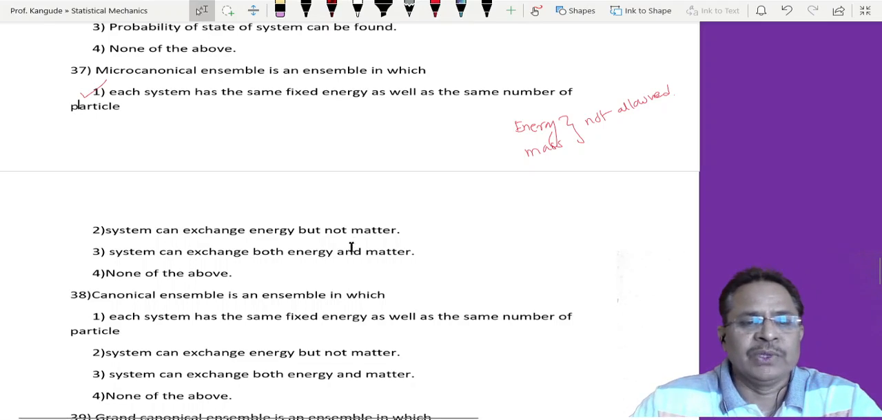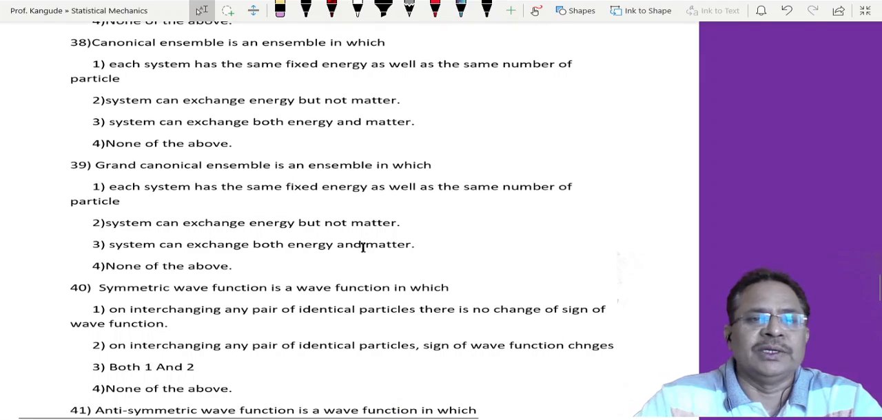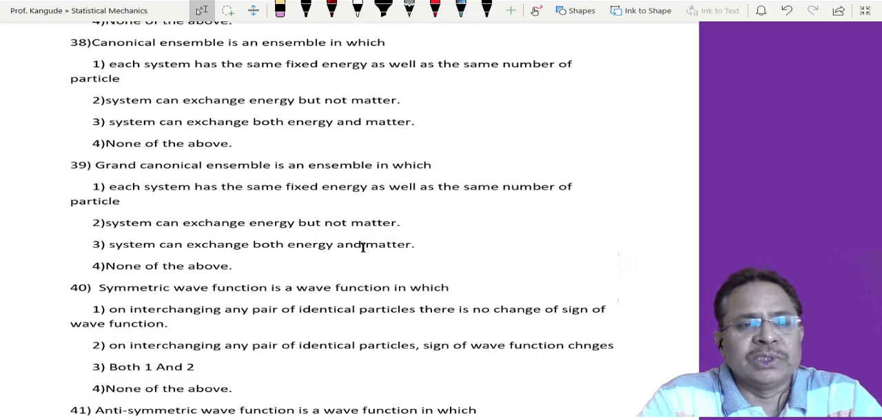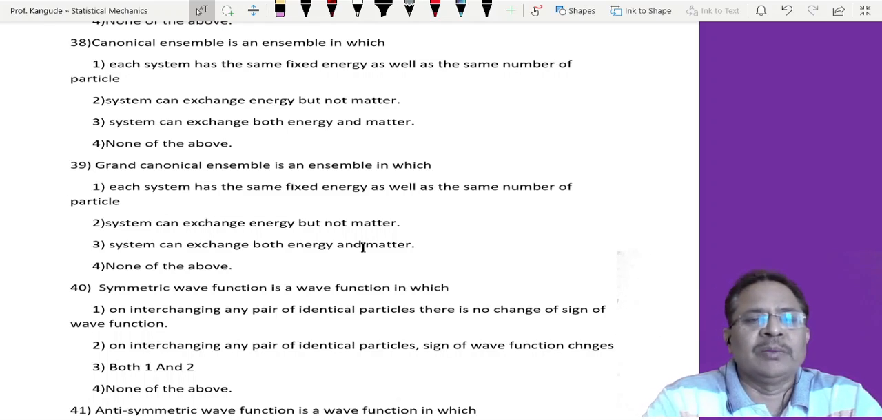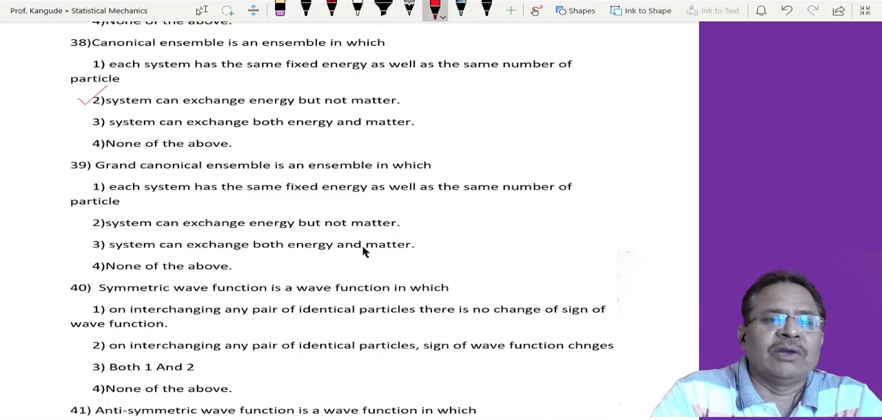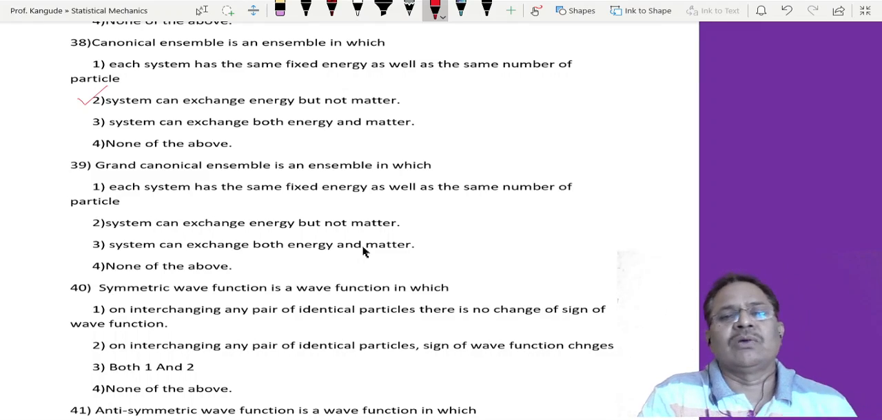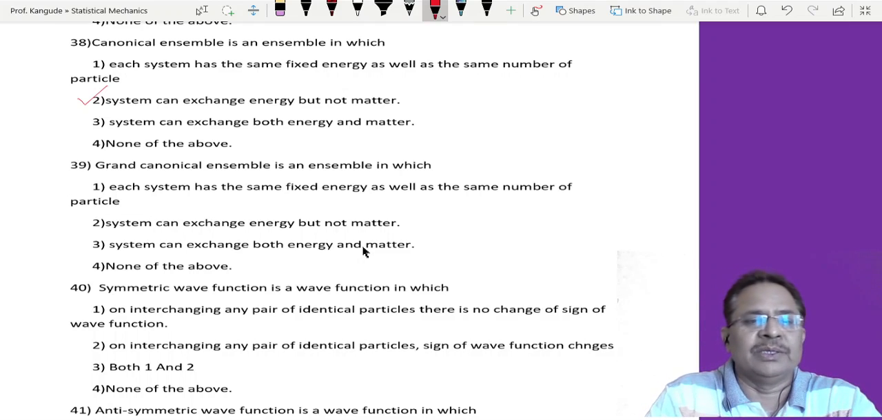Then canonical ensemble, question number 38, is an ensemble in which each system has the same fixed energy as well as the same number of particles. That is what we have already seen, microcanonical. Number 2 option, system can exchange energy but not matter. So this is the correct definition of the canonical ensemble, where energy is allowed to exchange between systems but matter is not allowed to go from system 1 to system 2. And the third one is the system can exchange both energy and matter. That is what is called the grand canonical ensemble. So question number 38, option 2 is the correct option.